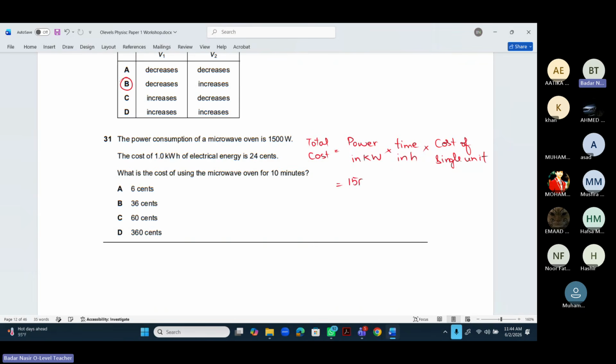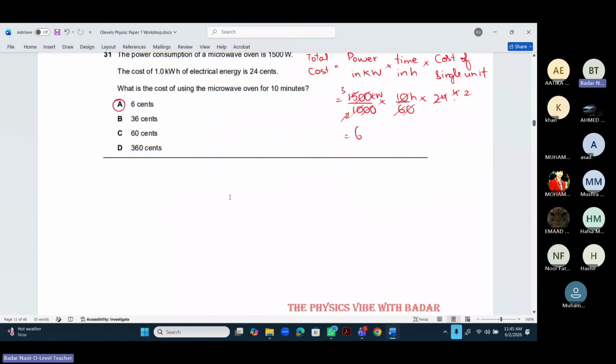तो पावर किलोवाट 1500 को 1000 से डिवाइड करेंगे टू कन्वर्ट इट इन किलोवाट, टाइम मिनट्स में डिवाइडेड बाय 60 टू कन्वर्ट इट इनटू आवर्स और कॉस्ट ऑफ सिंगल यूनिट है 24 सेंट्स तो ये हमारे पास आ जाएगा कितना आ जाएगा. तो करेक्ट आंसर इज ए. बाकी और हाउ टू यूज द कैलकुलेटर, आप डायरेक्टली जो भी वैल्यूज हैं just put them in the calculator and you'll get the answer for that.